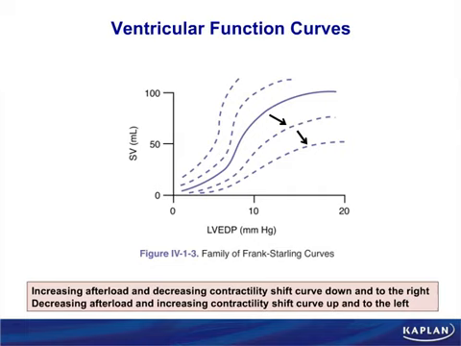Notice what it shows. Let's start at this preload. In the normal scenario, we'll get about that much stroke volume. Let's say that represents approximately 60 mils. Well, if I start from the same preload, but I increase contractility, then I increase stroke volume. So by increasing the inotropic state, for any given preload, I get a greater ejection. That's an increased contractility.